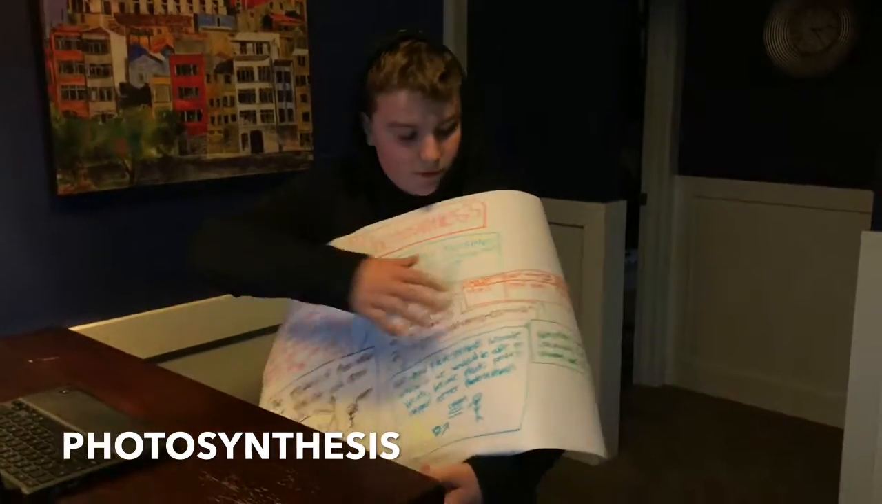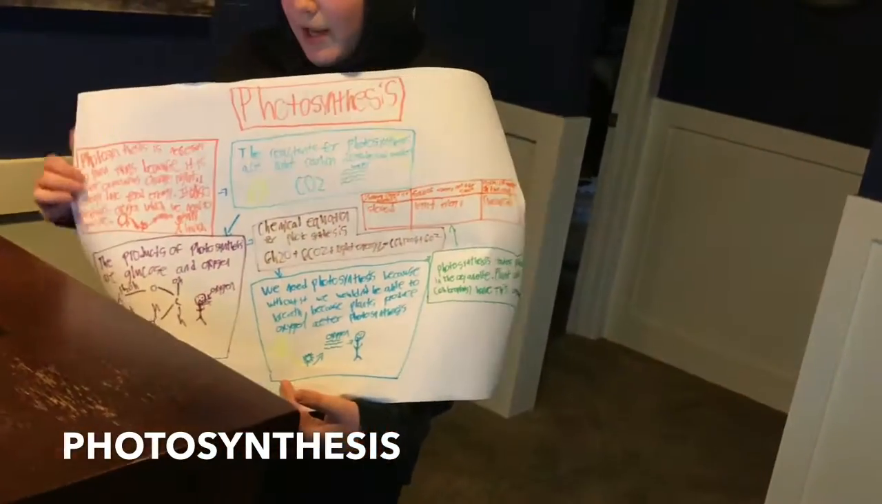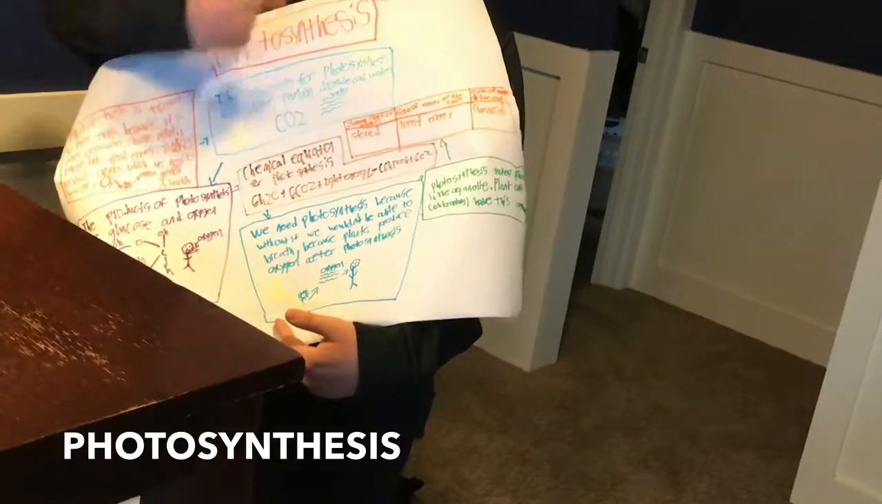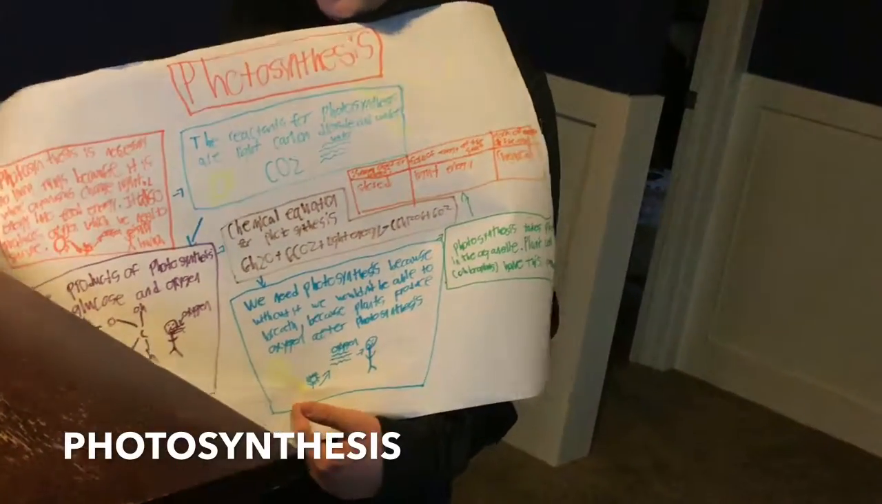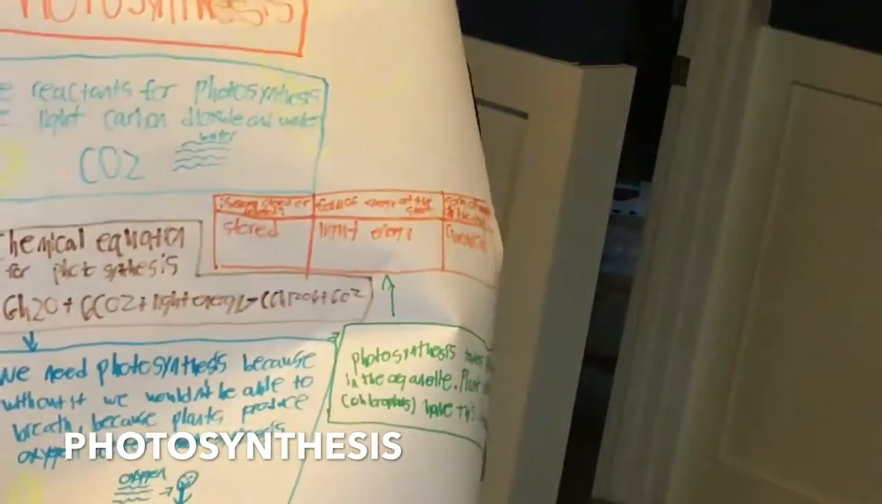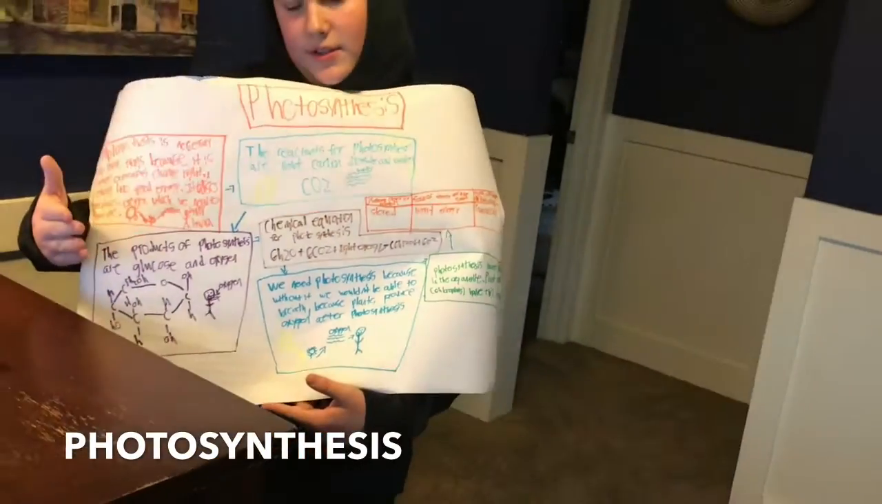And the little data table right here is energy stored or released. It's stored. The form of energy at the start is light energy, and the form of energy at the end is chemical. And that's how photosynthesis works.